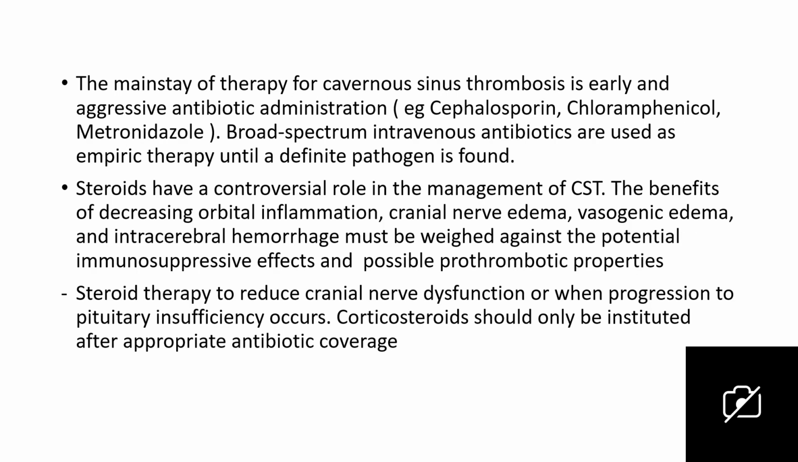Likewise, the mainstay of therapy for cavernous sinus thrombosis is early and aggressive antibiotic administration, with the use of IV cephalosporin, chloramphenicol, and metronidazole. Broad-spectrum intravenous antibiotics are used as empiric therapy until a definite pathogen is found. How do you get this pathogen? When you do an incision and drainage of the site, we culture the pus and we see what's the organism causing it.